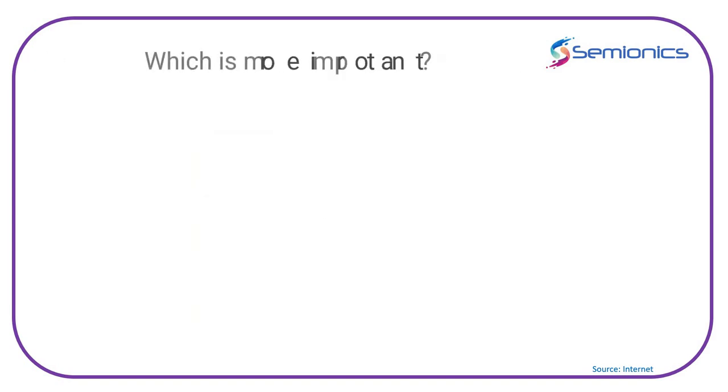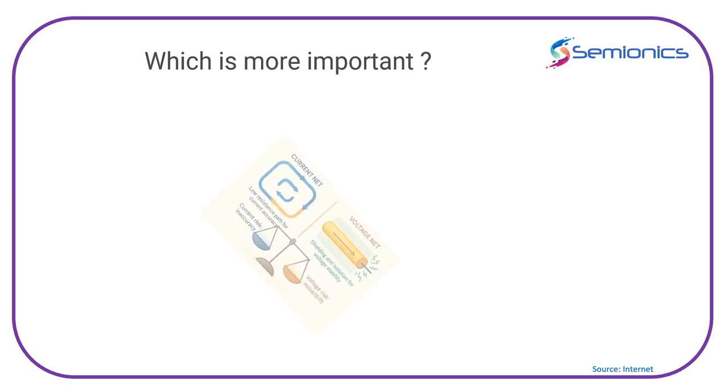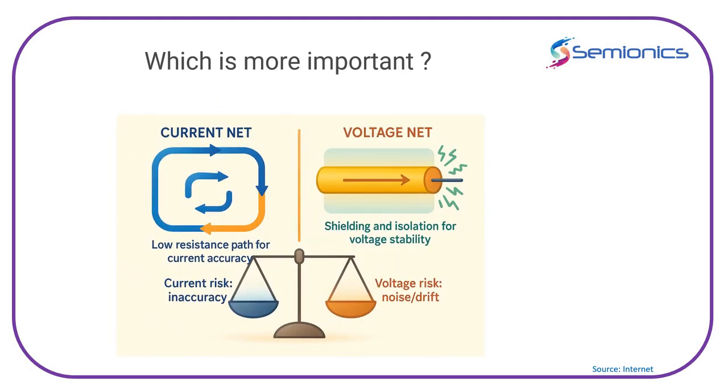Which is more important to protect in layout, current nets or voltage nets? Well, the answer isn't that simple, because both are critical, just for different reasons. Current nets demand low resistance paths to ensure accurate current flow without drops or detours. Voltage nets, on the other hand, need shielding and isolation to avoid noise coupling and prevent voltage drift. So really, it's not about which one's more important, it's about what risk you're trying to avoid and how you protect against it in your layout.